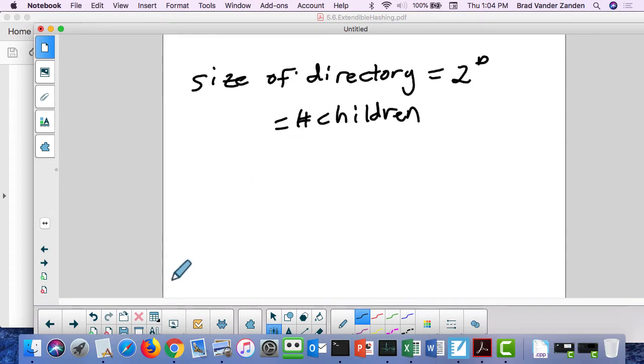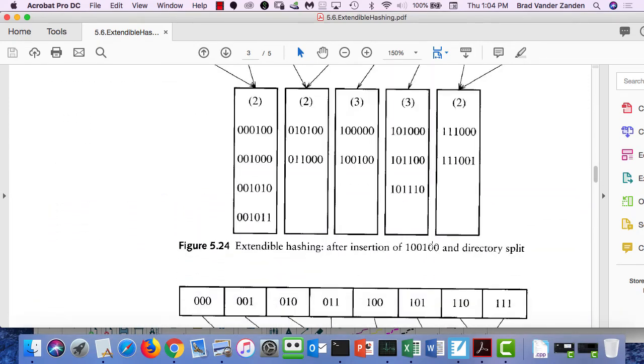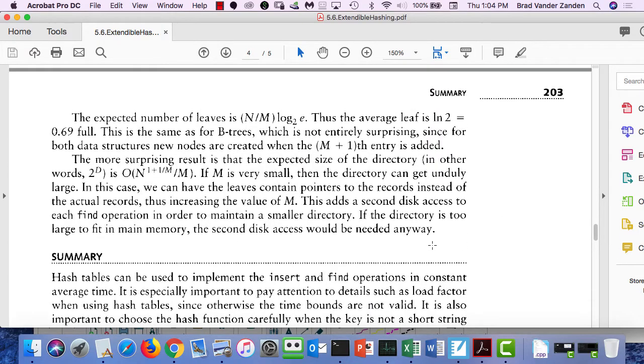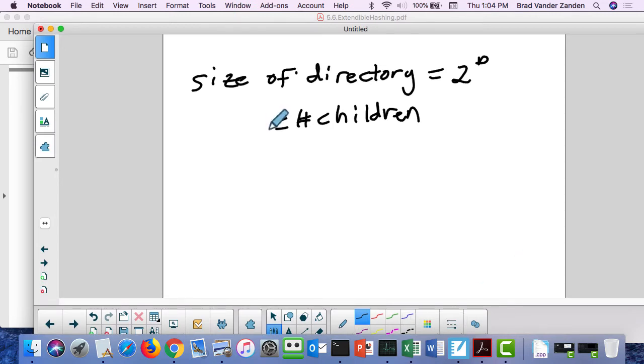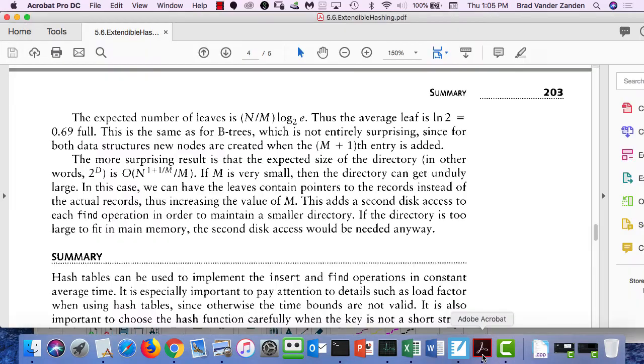So in practice, and actually if you have a good random number generator that's pretty good at randomizing, then it can be shown through some pretty complicated math that the size of the directory is order n to the 1 plus 1 over m.